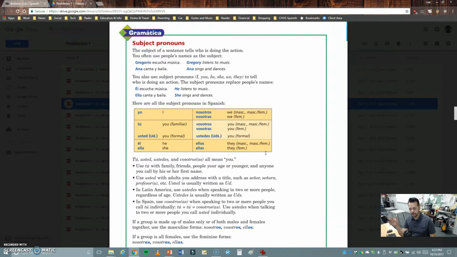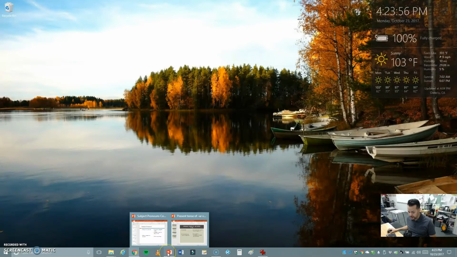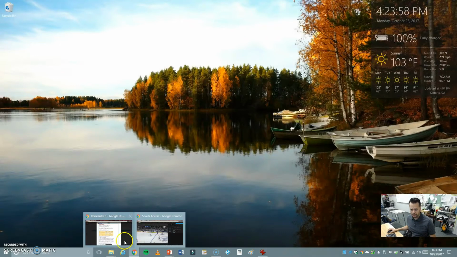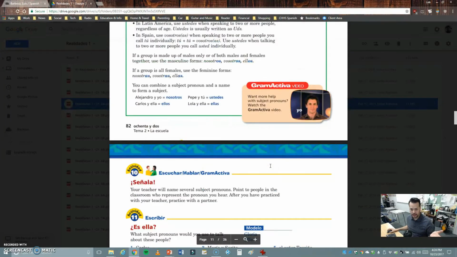Okay, ladies and gentlemen, everybody knows that in English, if you want to use subject pronouns, the ones that are in English are I, you, he, she, us, or we, they. And the reason why we use subject pronouns, señoritas y señores, is because we don't want to keep repeating the name of the person, place, or thing if we already know who we're talking about.